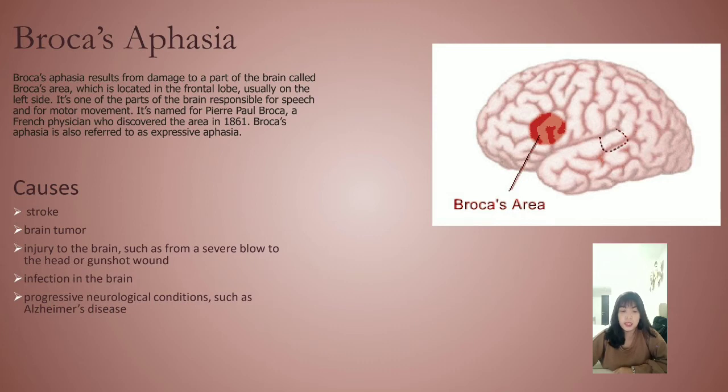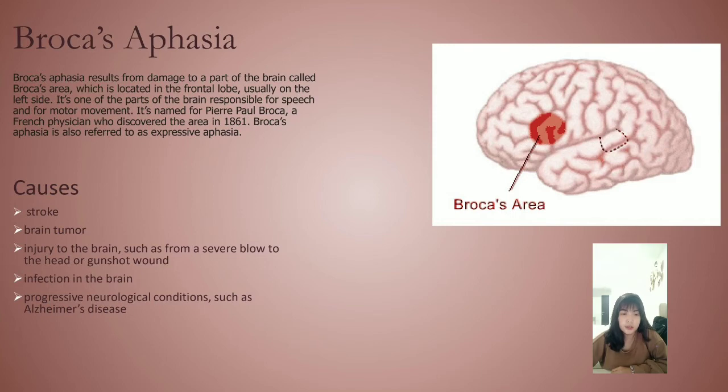What causes Broca's aphasia? Broca's aphasia is caused by stroke, brain tumor, injury to the brain, such as from a severe blow to the head or gunshot wound, infection in the brain, and progressive neurological conditions such as Alzheimer's disease. People with Broca's aphasia have symptoms such as poor or absent grammar, difficulty forming complete sentences, omitting certain words, difficulty articulating sounds and words, difficulty repeating what has been said, trouble writing sentences, difficulty reading, problems with full comprehension, and difficulty following directions. And the last one is frustration.